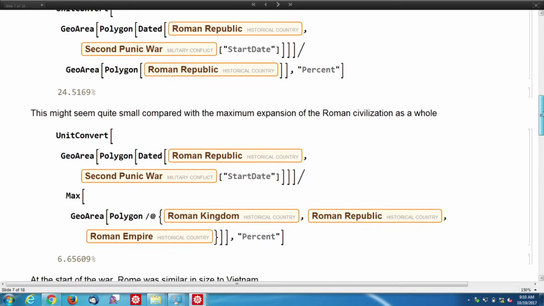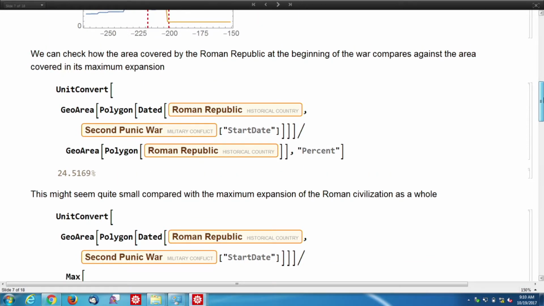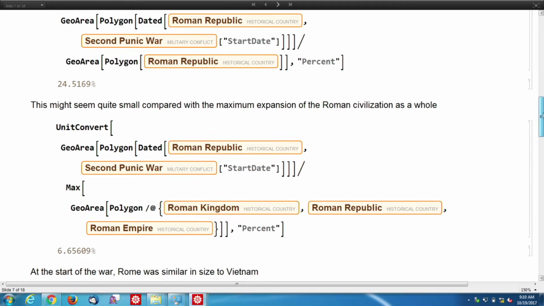We can see that the Roman Republic at the beginning of the war was 24% of the area it would gain as a republic, and 6% if we consider all the Roman civilization: kingdom, republic, and empire.